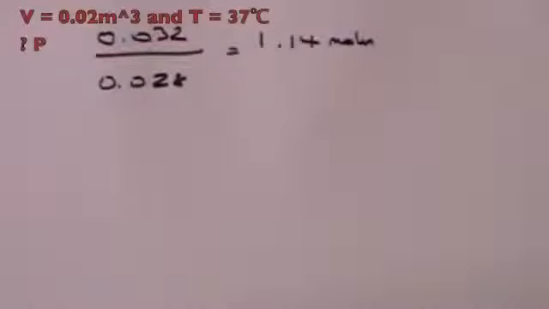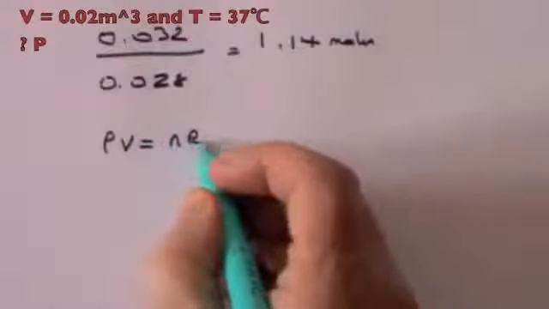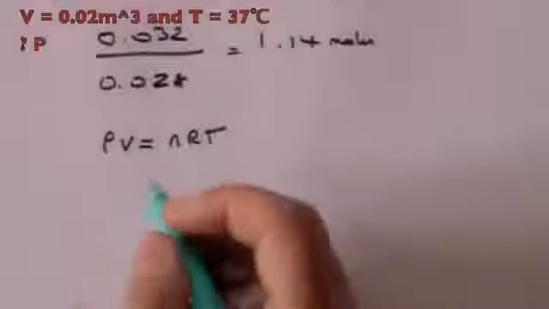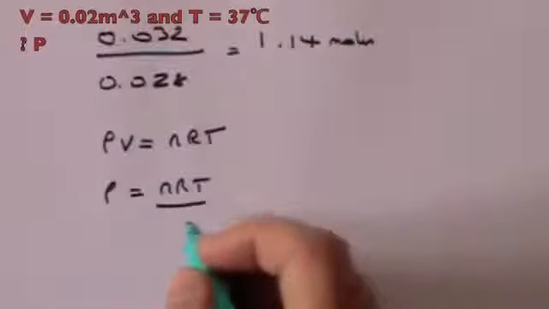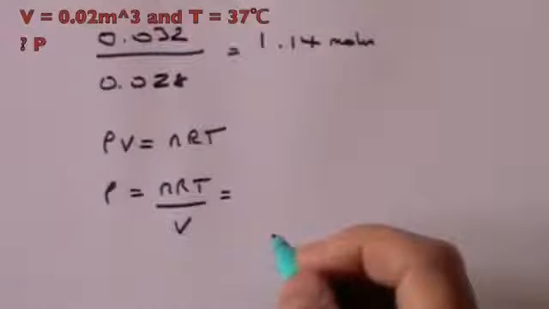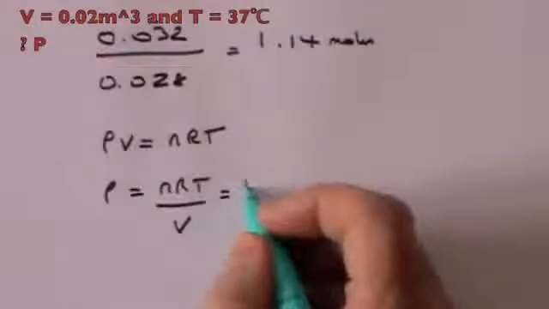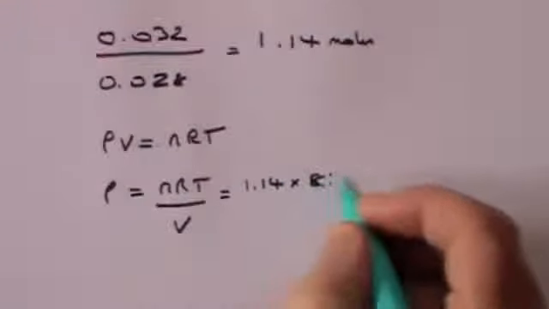Part 2 of the question: if the volume of the gas is 0.02 meter cubed and the temperature is 37 degrees Celsius, what is the pressure? Well, here we just need to employ the gas law, PV equals nRT, where the pressure is what we don't know, so that equals nRT divided by V, the volume. Now we just substitute in the number of moles we just calculated, 1.14, that's n. R is the gas constant, 8.31.